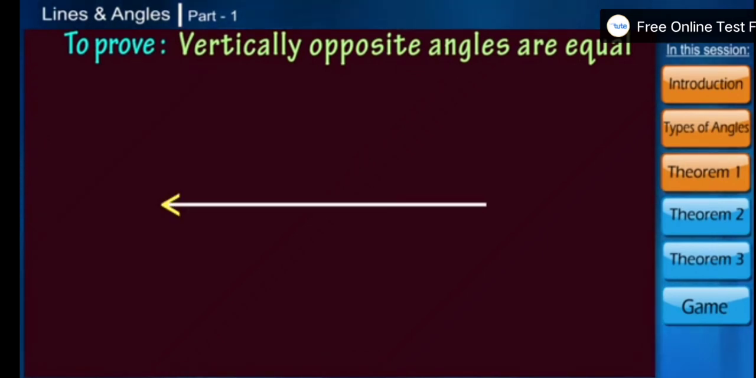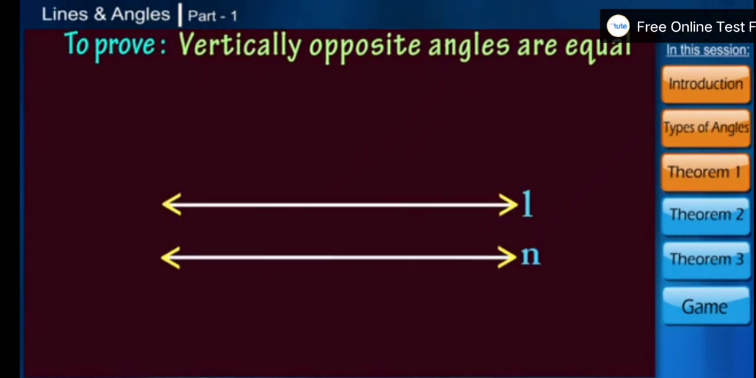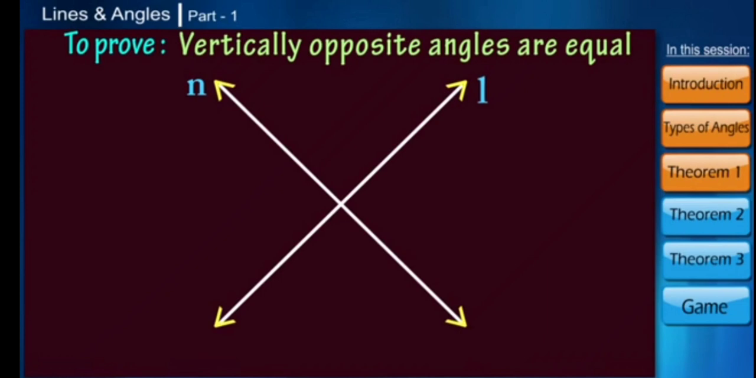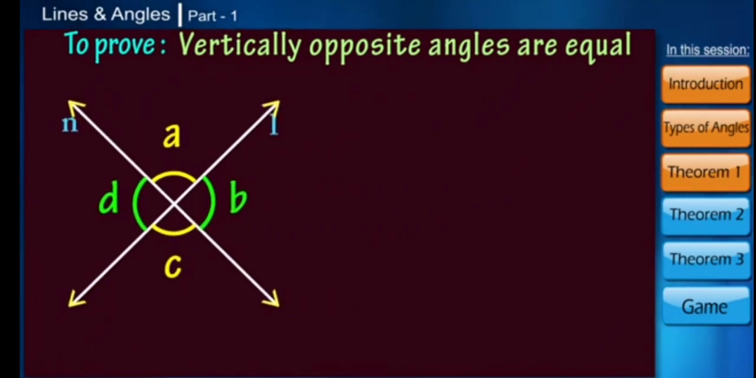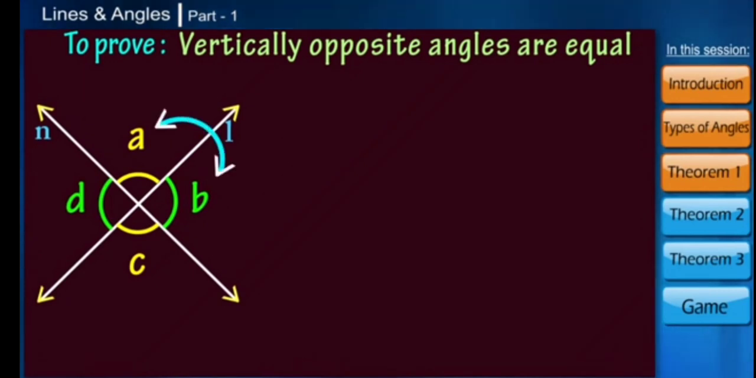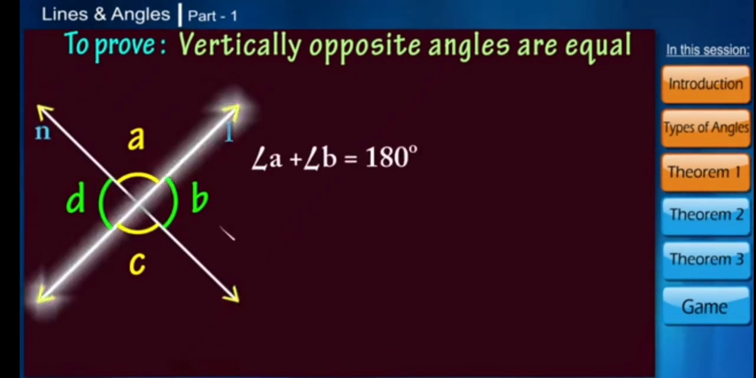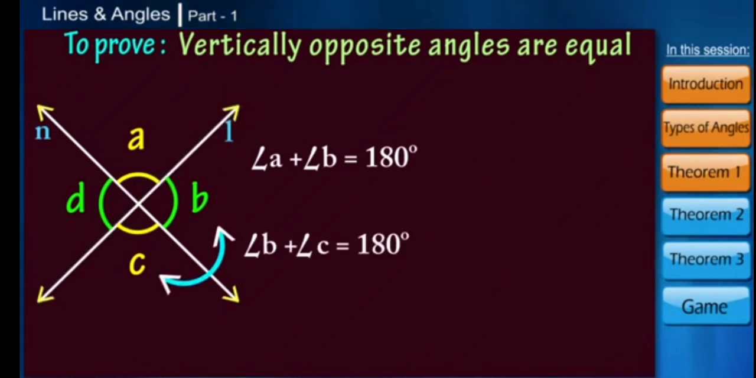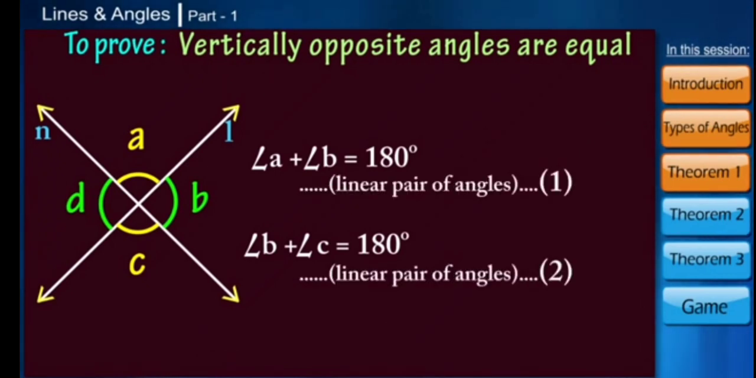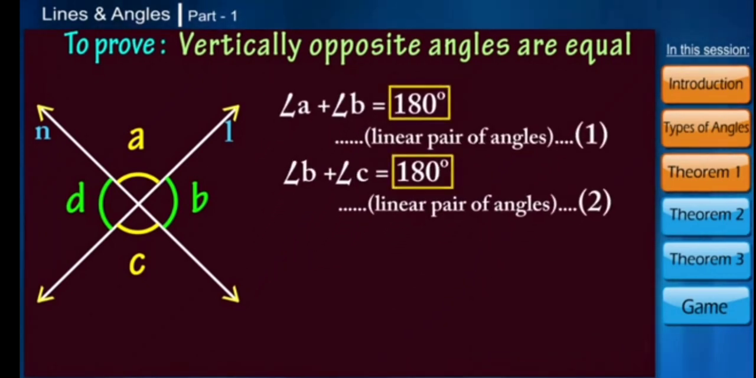Now suppose there are lines L and M intersecting each other and forming vertically opposite angles. So in here we can see that angle A plus angle B will be equal to 180 degrees and angle B plus angle C will also be equal to 180 degrees. And the reason for both of them is linear pair of angles, right? Since the right hand side is equal, we can say that the left hand side is also equal.